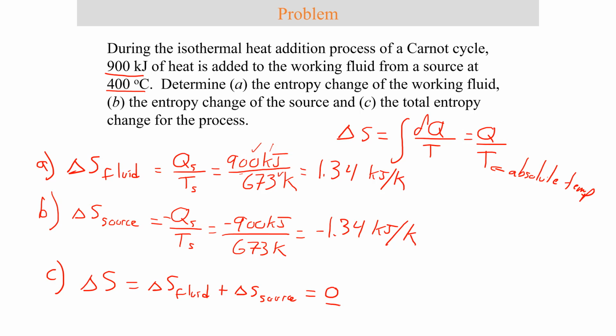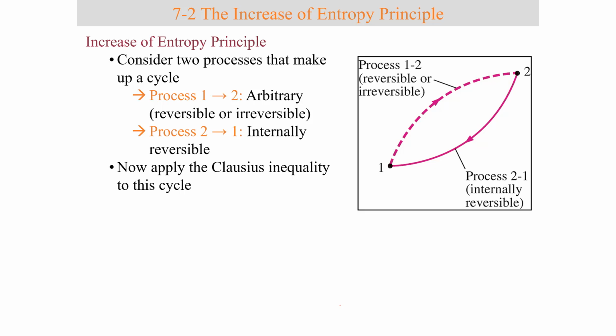We're going to go ahead and continue to the increase of entropy principle. All right, so consider two processes that make up a cycle. Right, so we have process 1 to process 2, and then process 2 back to process 1. Process 1 to 2 is reversible or irreversible, let's say, and process 2 to 1 is internally reversible.